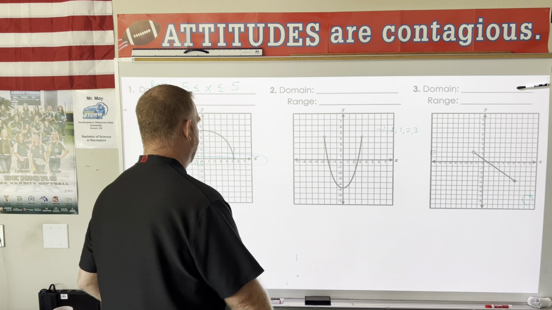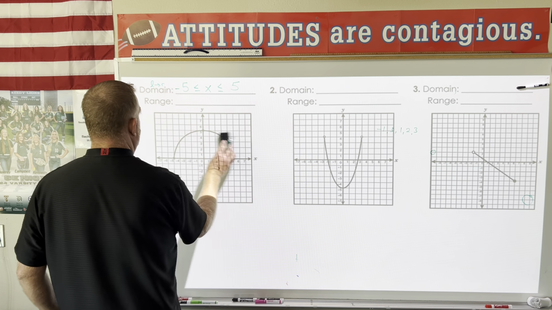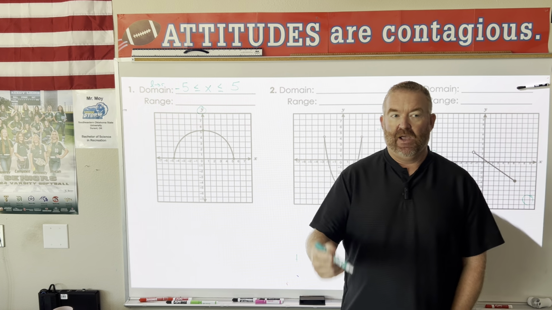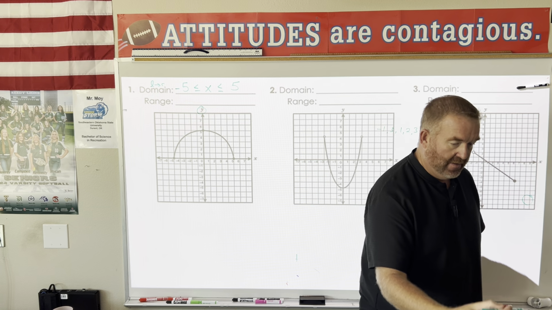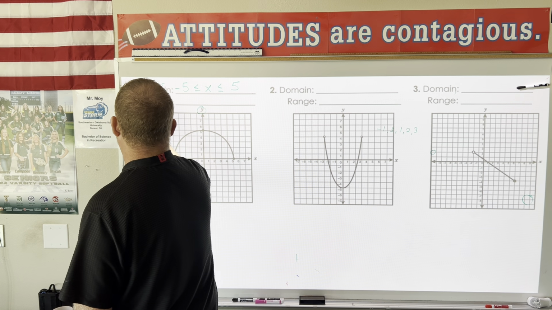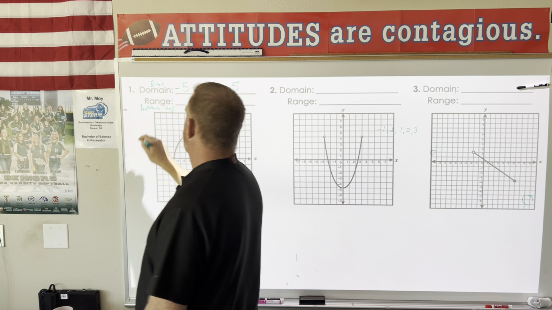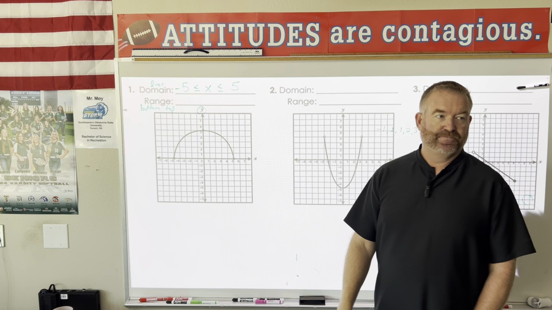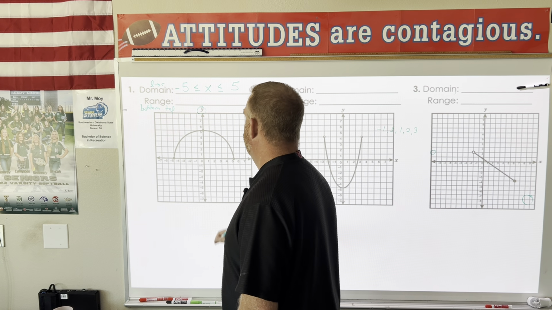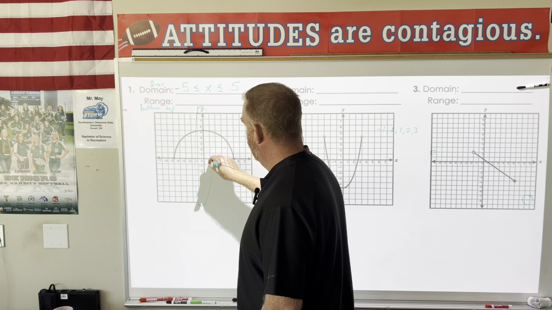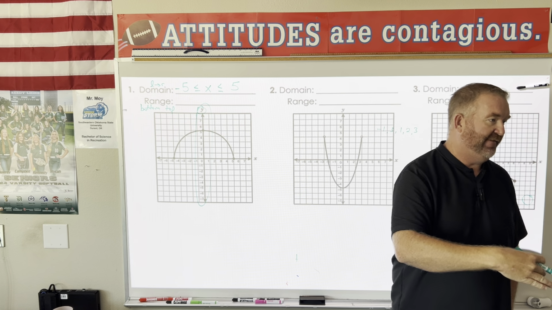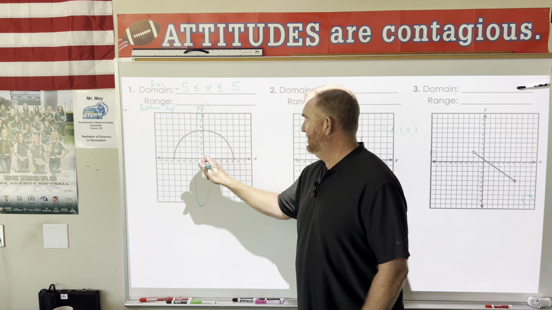Okay, now let's talk about the range. What letter is the range? The Y. So now I'm looking at it from here. And what did I say range was? From the bottom to the top. I'm glad you guys remember that. So we're going to go bottom to top. So what's the bottom? Now I'm looking here. What's the lowest point of that graph? 0. This is as low as it gets.